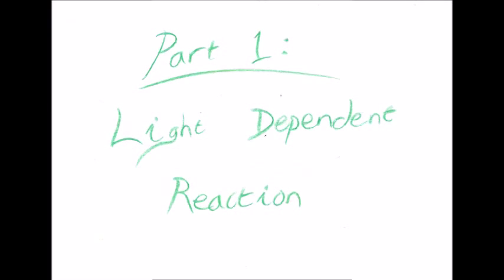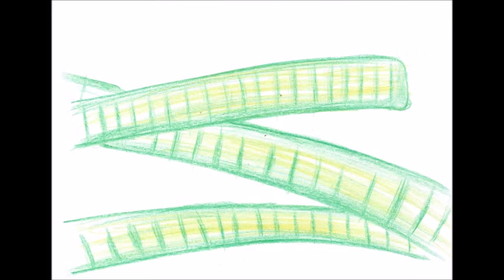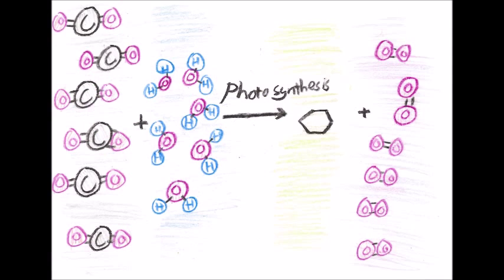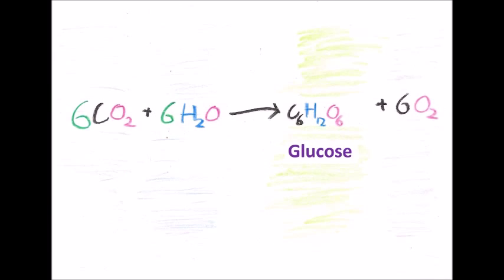Photosynthesis is the process by which plants, algae and cyanobacteria harvest energy from sunlight. They use this energy to combine water and carbon dioxide from the atmosphere into sugars and oxygen. This can be simplified into the equation 6CO2 plus 6H2O goes on to produce C6H12O6 plus 6O2. But in reality, photosynthesis is far more complex than this.